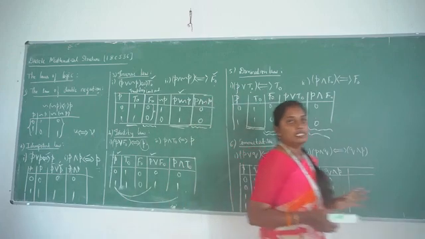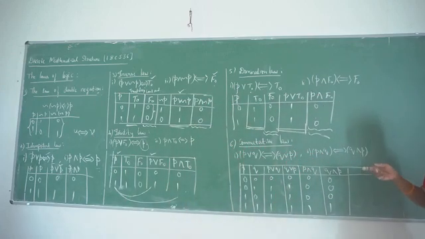So these are some of the laws. So total 6 laws are there. So the remaining 4 laws are there. I will continue those 4 laws in the next class.